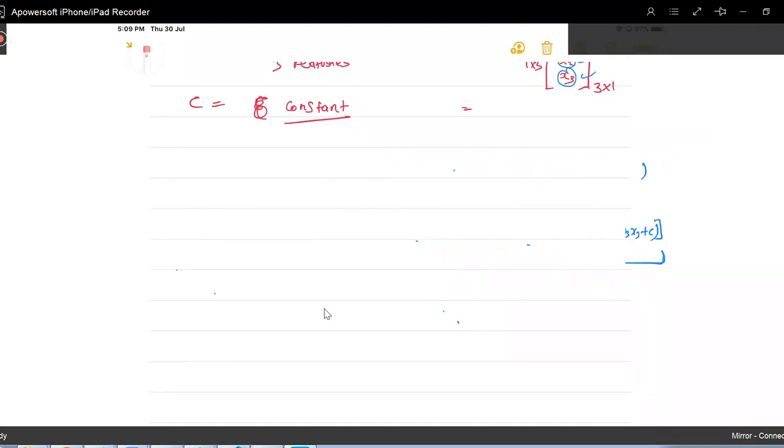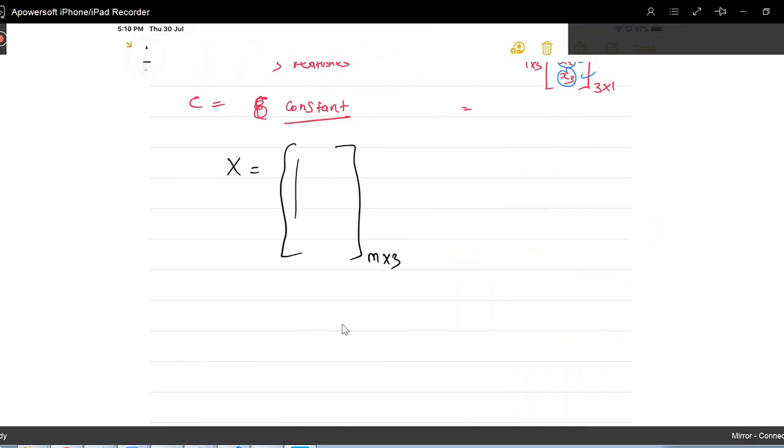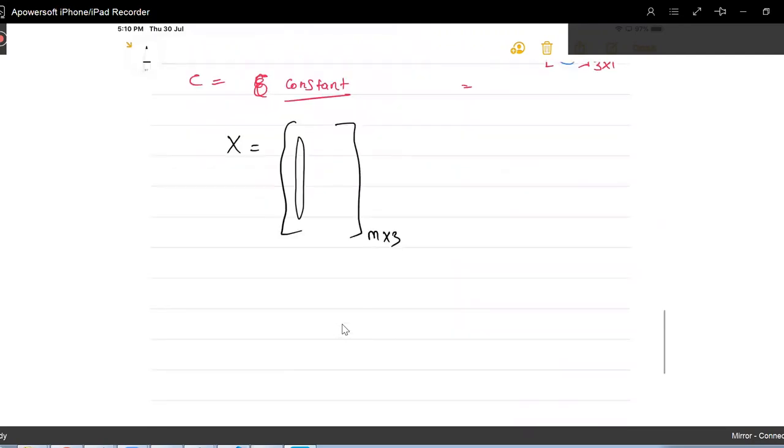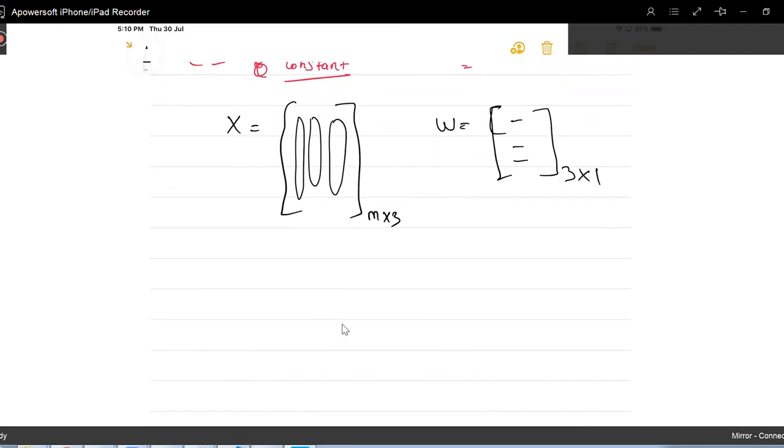This is not erasing. So the dimension of my x is m cross 3. We have three columns over here. And the dimension of w is 3 cross 1. So x into w, its dimension will be m cross 1. And to this I'm adding a bias. So this is what we are doing.